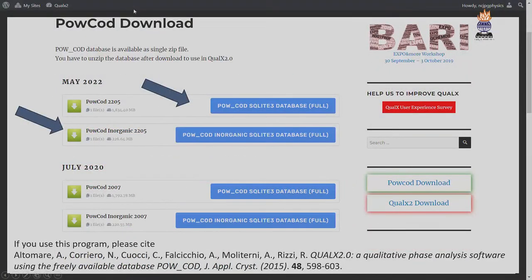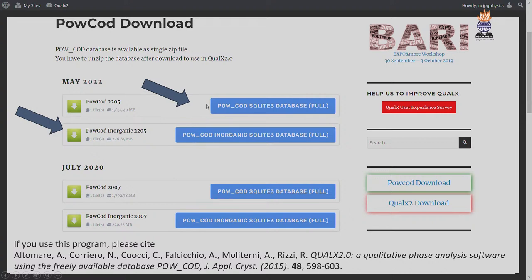And next, after downloading that, you want to download two things. First, if you are working on organic samples, you can go for POCOD organic 2005. If you go for inorganic samples, you can go for POCOD inorganic 2205. This is the latest version, updated in May 2022. It is still not updated, but maybe next month I am expecting them to update it and a new version will come. You want to check for the updated versions, because they are updating until now. Till May 2022 you have the POCOD data, and with the later version you can easily access it.